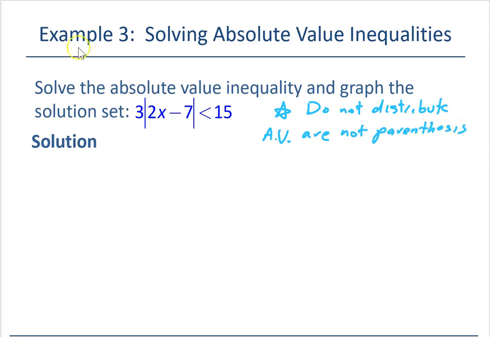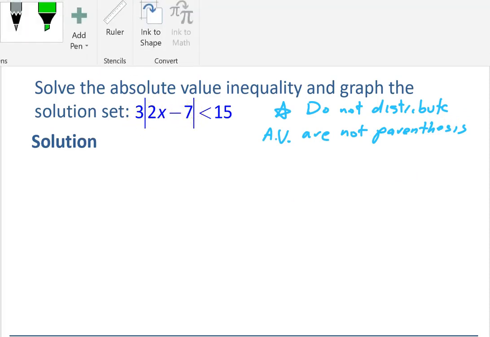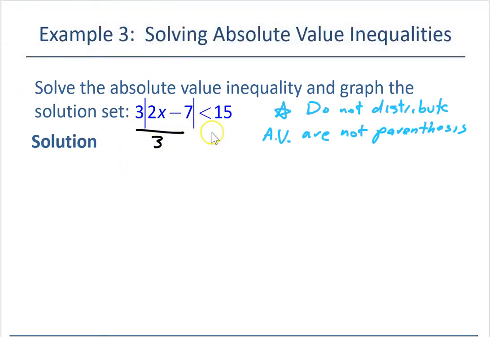So to get rid of this, notice we have 3 times the absolute value of 2x minus 7. Let's divide the 3 off both sides before we rewrite this. The 3 is going to cancel, and 5 divided by 3 is going to give me a 5. Now we can rewrite this as 2x minus 7 is less than 5, but that also means it's greater than negative 5. Then once again, we'll just solve this like we did the other one.